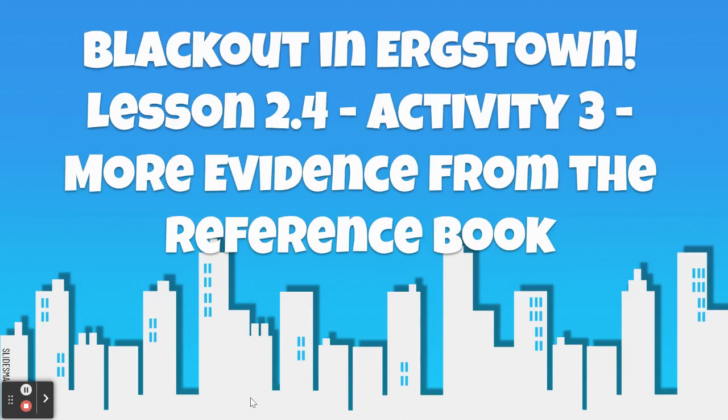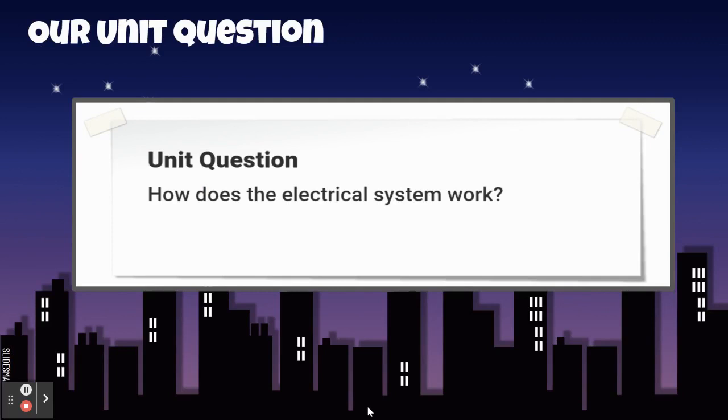Today we're in lesson 2.4, activity 3, more evidence from the reference book. Let's review our unit question. As always, we are trying to figure out how the electrical system works. So let's see how we'll use today's information to help us figure that out.